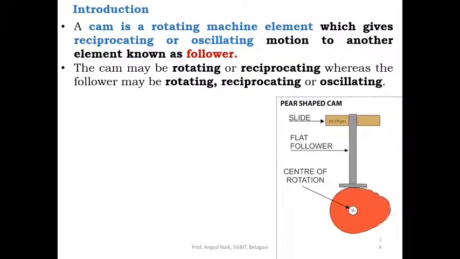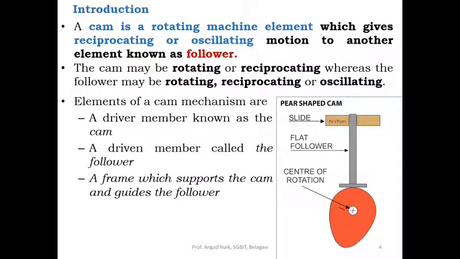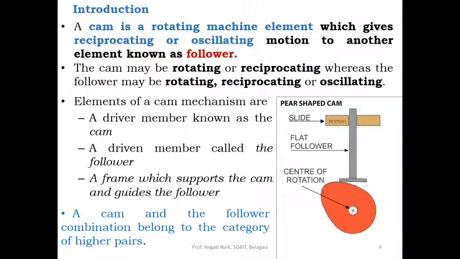There are few elements of a cam mechanism. First one is a cam, which is a driver member. Second one is a follower, which is a driven member, and the frame which supports the cam and guides the follower, that is the frame. A cam and the follower combination belong to the category of higher pair. This is in relation with module 1 where we discussed about lower pair and higher pair.